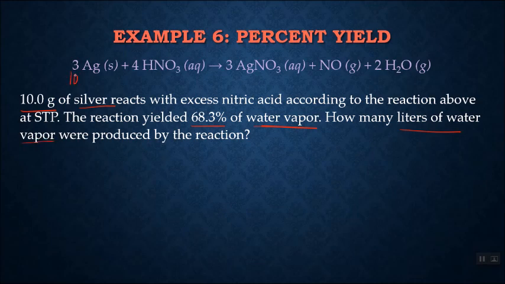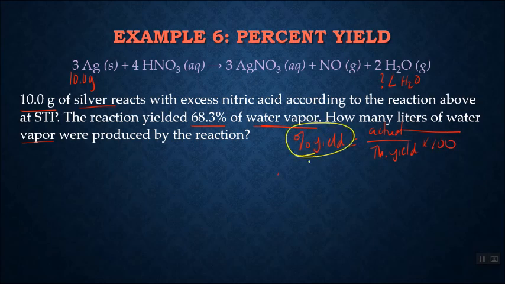Here I have my 10 grams of silver right here, and it wants liters of water up here, so we're looking for the liters there. And let's try to think about this. They gave us a percentage for the percent yield. So our percent yield is the actual over the theoretical times 100. We have this value right here, which is our 68.3%. We're looking for the actual. This is what we don't know, because it's what is being produced.